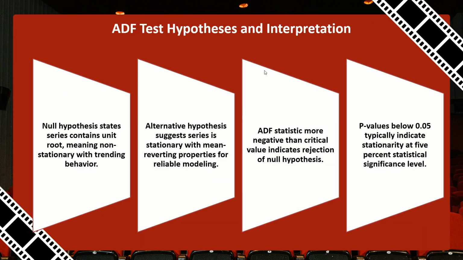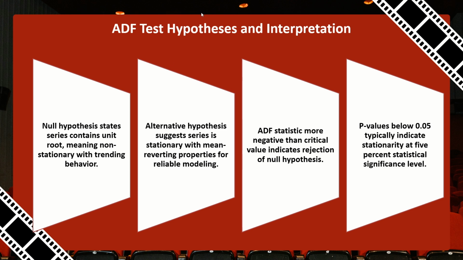For this analysis, I have used two hypotheses. One, the null hypothesis states the series contains a unit root, meaning non-stationary behavior with trending characteristics, and the other, the alternative hypothesis, suggests stationarity with mean-reverting properties suitable for reliable modeling. When the ADF statistic becomes more negative than the critical values, we will reject the null hypothesis. P-values below 0.05 will typically indicate stationarity at the 5% statistical significance level, providing objective criteria for statistical decision making in financial analysis.